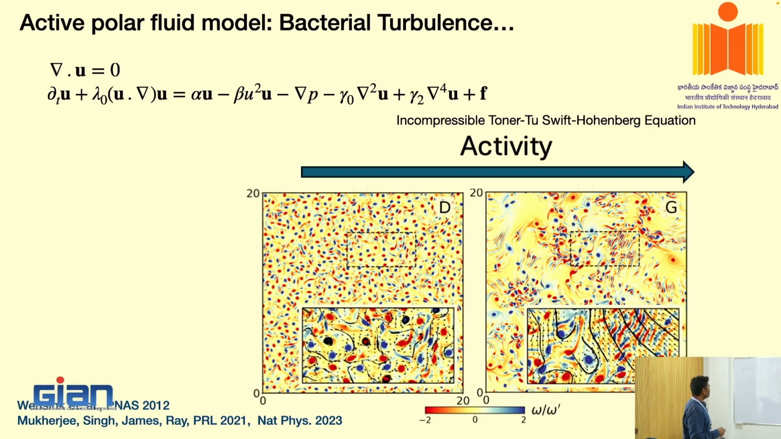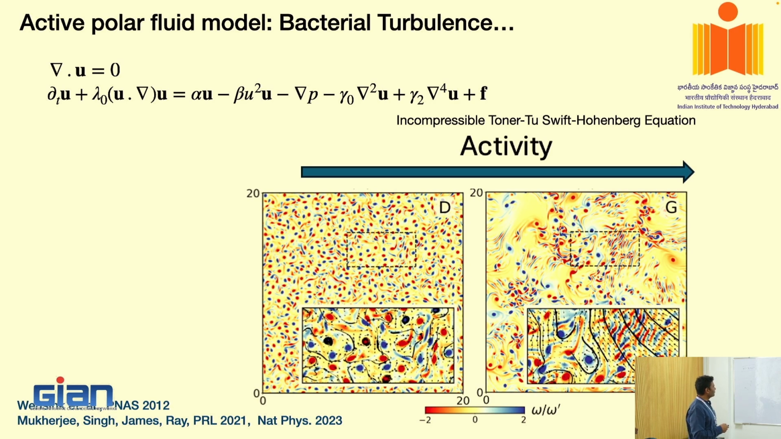So basically you take your Toner-Tu equation and you modify these terms. If you recall your incompressible Toner-Tu, here you had only the viscous term, but what we have done here is change the sign, and we are saying that now viscosity is going to inject energy in the system, and then another higher order term is going to dissipate the energy in the system.